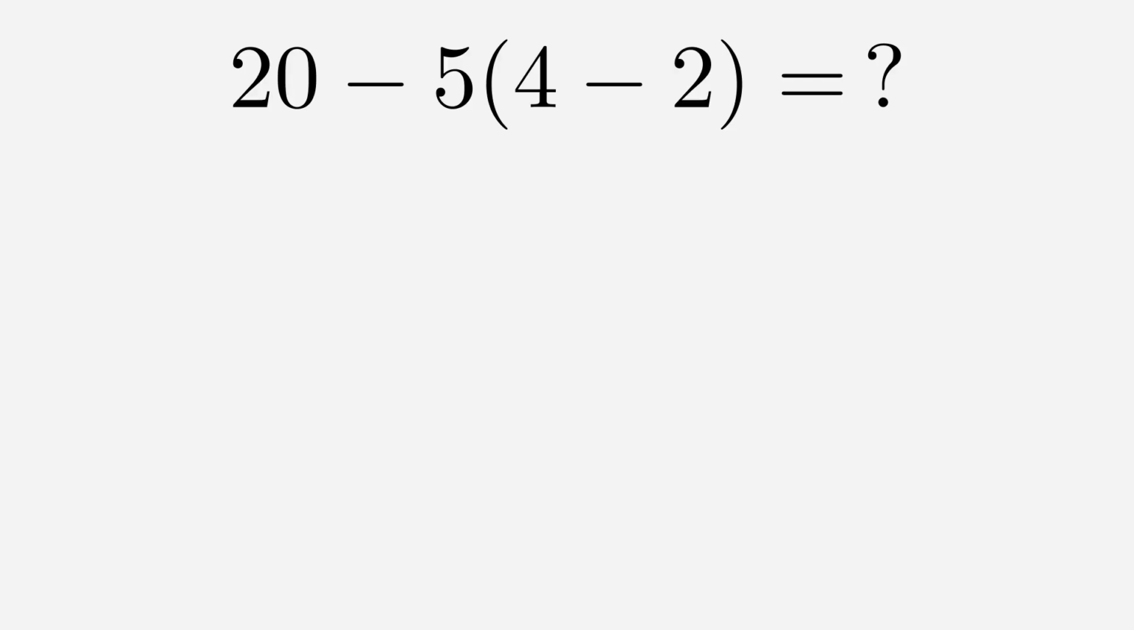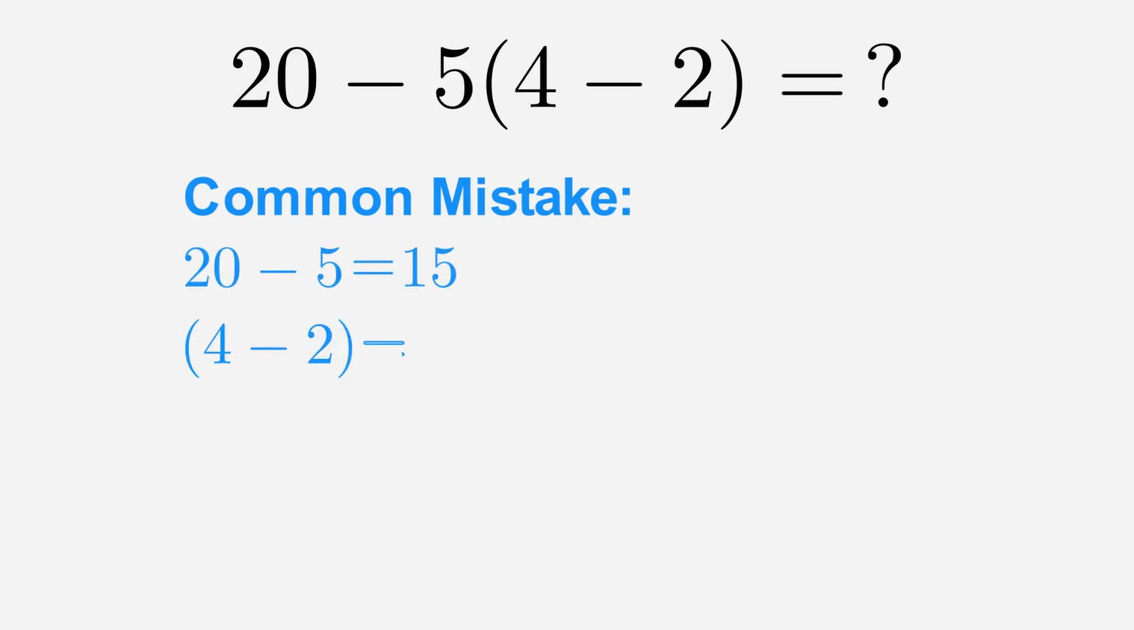20 minus 5 times the quantity 4 minus 2. Go ahead, calculate it, and watch yourself fall into the trap. Here's what your brain wants to do. 20 minus 5 is 15. 4 minus 2 is 2. 15 times 2 is 30.